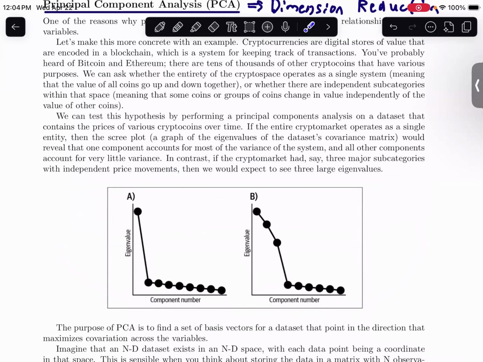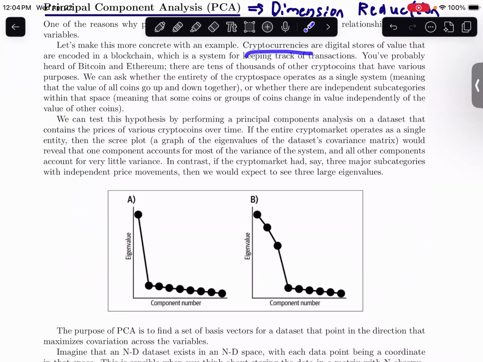I think I was talking particularly about cryptocurrencies, and I was saying if you have only one relevant component, that's kind of what this plot is saying. So each of these points here corresponds to an eigenvalue. And I guess the height or the altitude they have in this plot is illustrating how influential that eigenvalue is actually going to end up being.